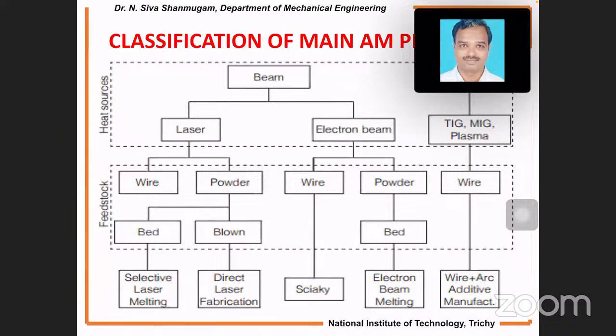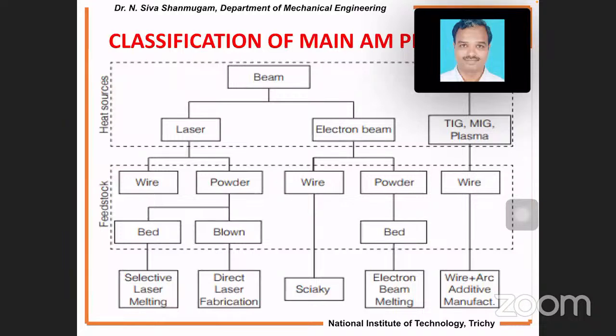And this is called selective laser melting. We have selective laser sintering and selective laser melting. It depends upon the material you are going to melt, whether you cross the melting point of the material or you sinter the material, staying below the melting point. That is selective laser sintering, and this one is selective laser melting.